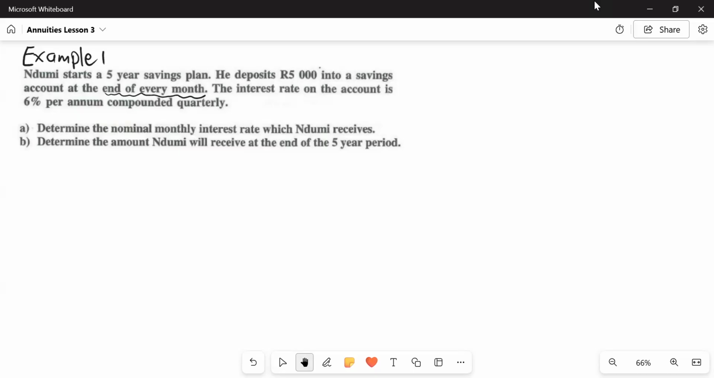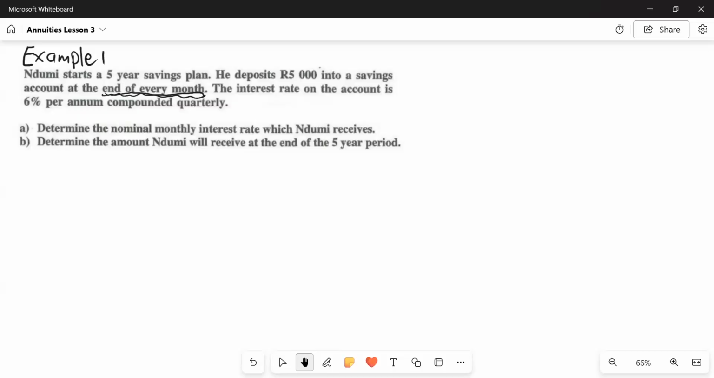Okay, let's start with example 1. Ndumi starts a 5-year savings plan. He deposits 5,000 into a savings account at the end of every month. The interest rate on the account is 6% per annum, compounded monthly. So now, before we even continue, by having this end of every month, it means we're dealing with an annuity, right?